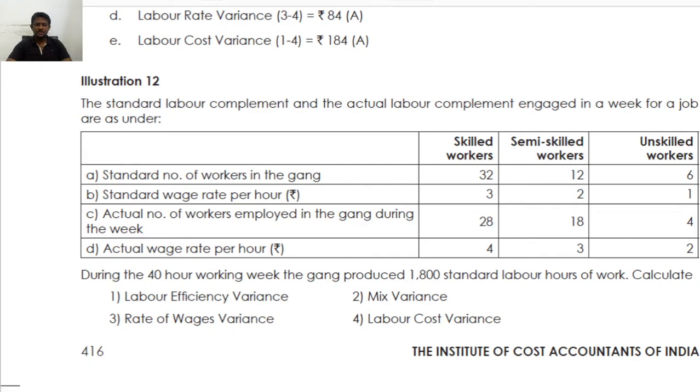So this is the question. We have to work out one by one. What are the things they asked? They asked labor efficiency variance, mix variance, rate variance, and cost variance. Whether mix variance will be applicable for this problem? Yes, it is applicable, because different segments of labor information are given: skilled labor, semi-skilled labor, and unskilled workers. So mix will be applicable. How to work that out? We'll work that out now.